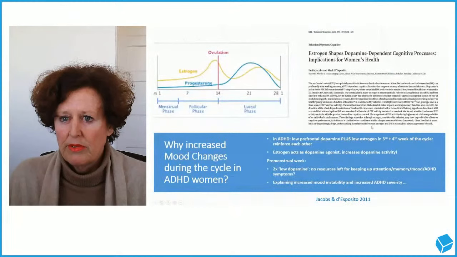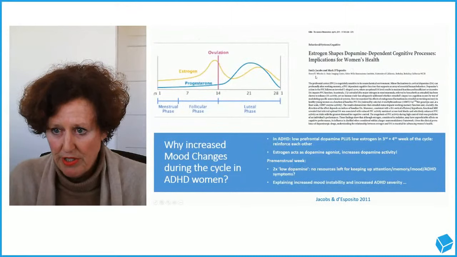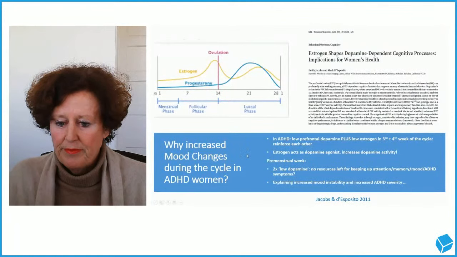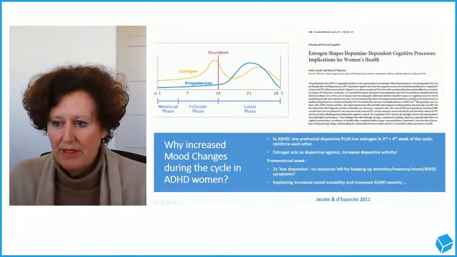So, this is an important paper for those interested. Estrogen shapes dopamine-dependent cognitive processes, and what are the implications for women's health? This study of 2011 by Jacobs and Esposito showed that they studied it in control women, and they found this interaction.